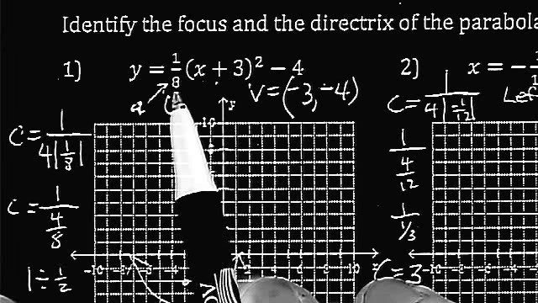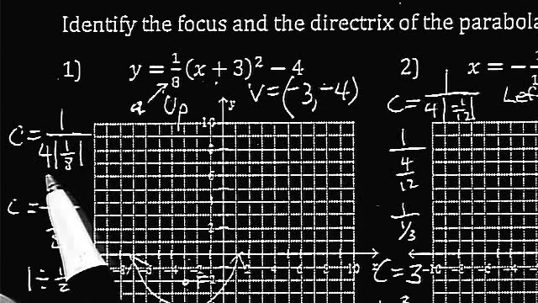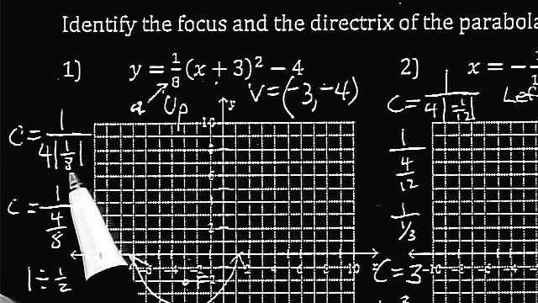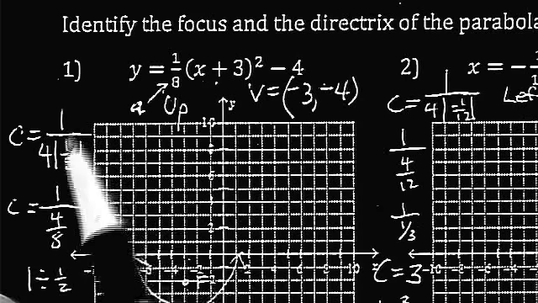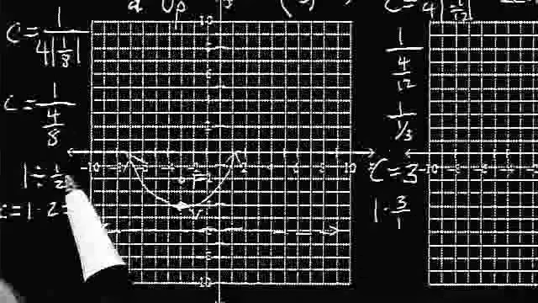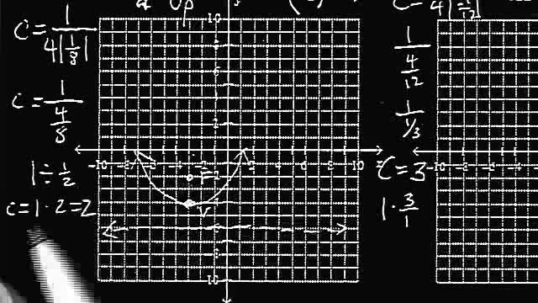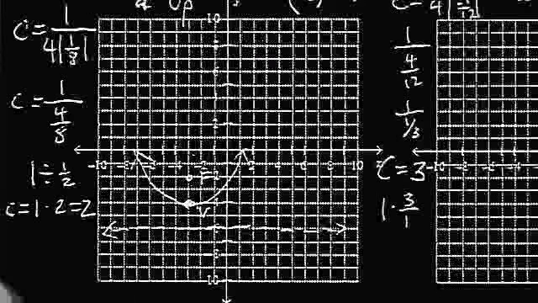When the value of A is given to you, you can use that to find the distance to the focus and the distance to the directrix. We come over here, we know the formula is C equals 1/4 times the absolute value of A. So that would be 4/8 on the bottom. We know that 4/8 is a fancy way to say 1/2. 1 divided by 1/2 is the same as 1 times 2, or 2.